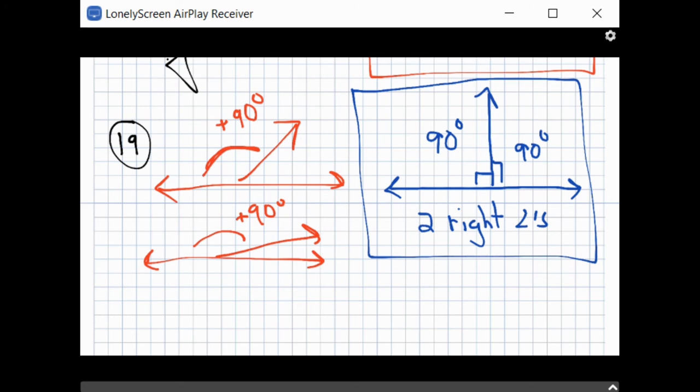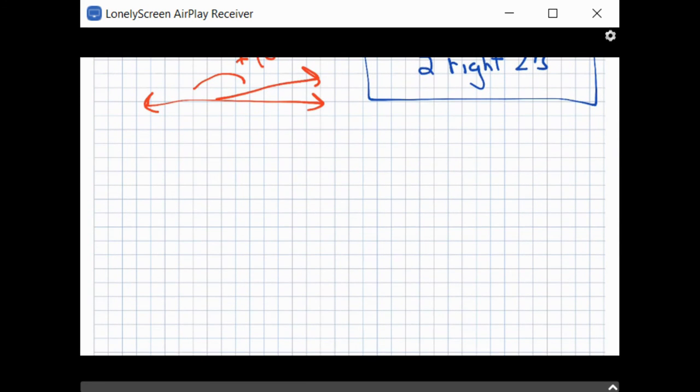Both my drawing and my little statement there are ways of providing a counterexample to disprove that conjecture on 19, that 2 supplementary angles always include an obtuse angle. Nope, not if they're both 90. It could be 2 right angles. Neither of those are obtuse. So a little tricky, but kind of fun to try to find the flaw in the statement or the conjecture.